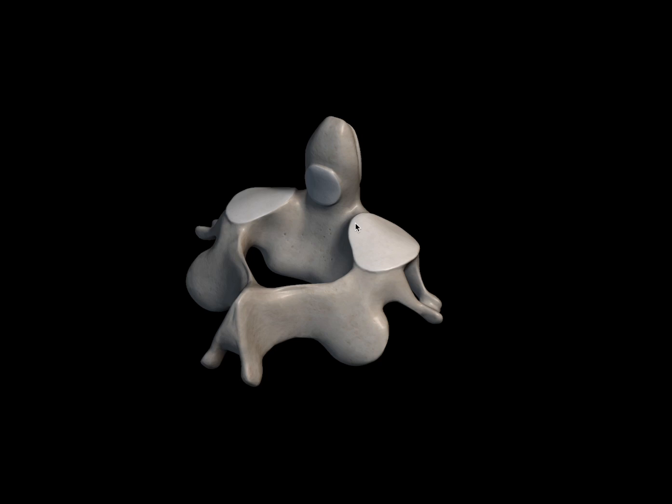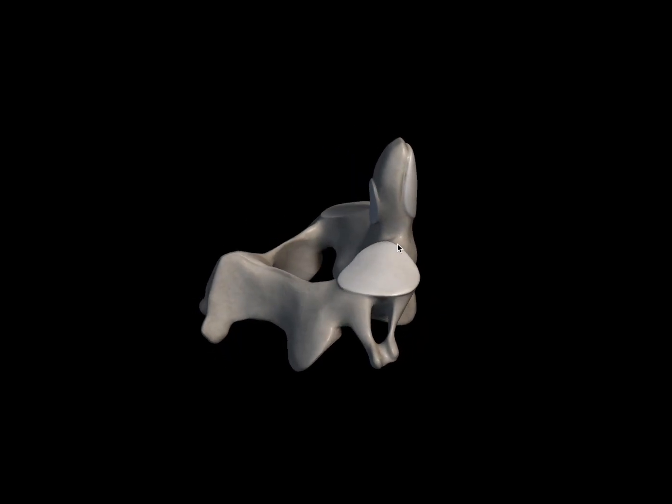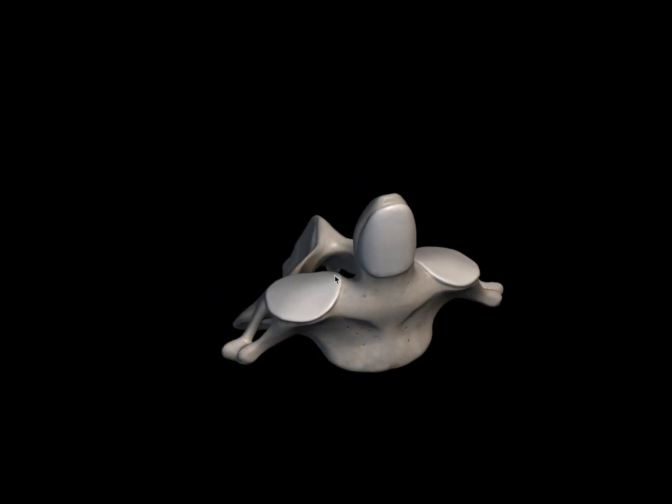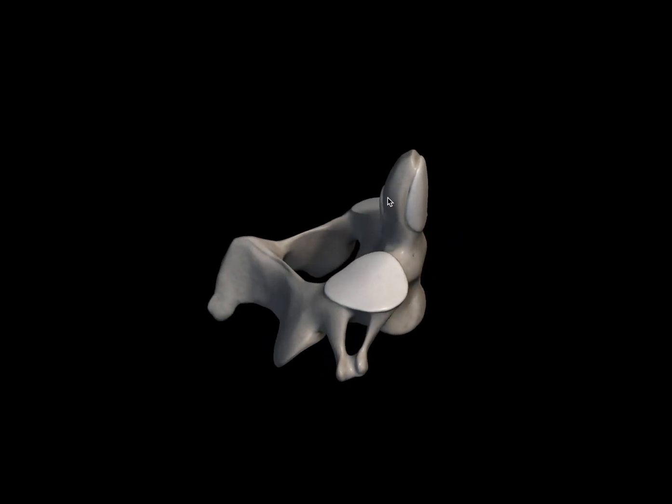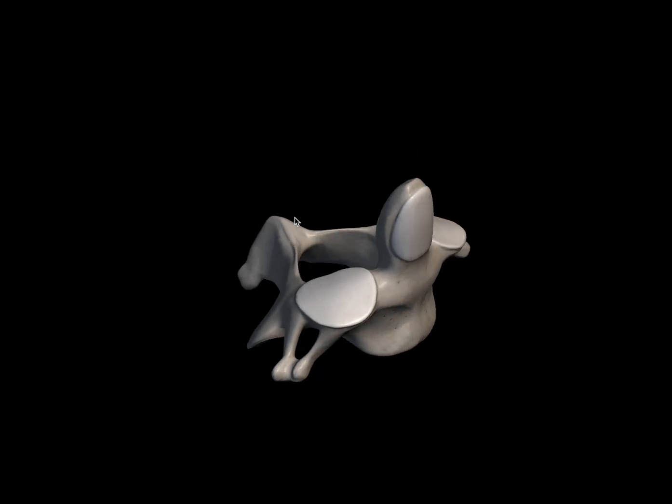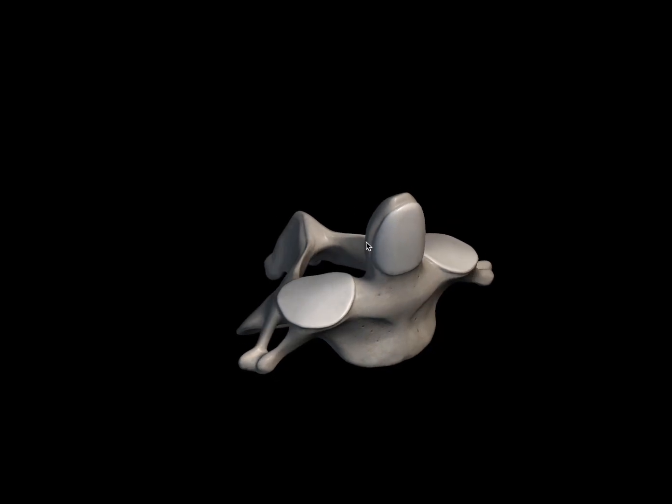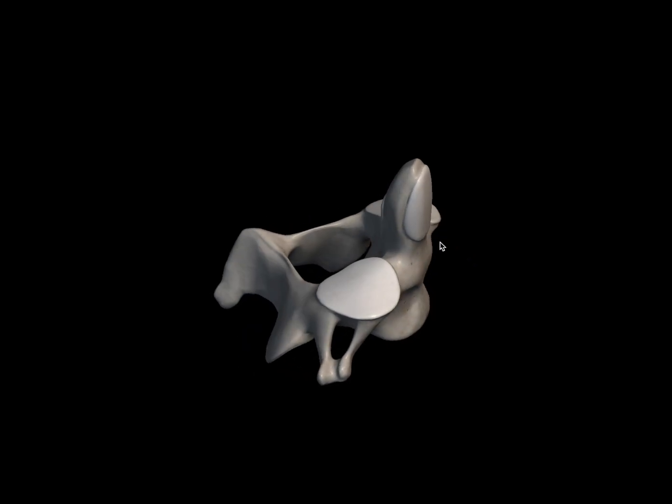So the identification of the axis vertebra is done by this strong tooth-like process projecting upwards from the superior surface of the body, which is known as the dens or the odontoid process. This odontoid process, which in Greek means a tooth-like looking process.